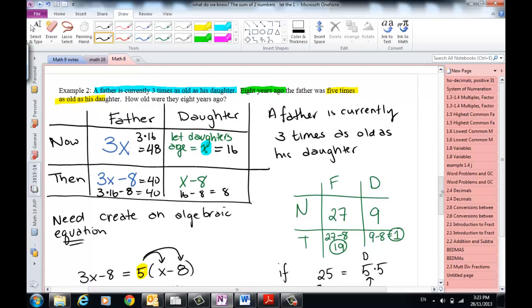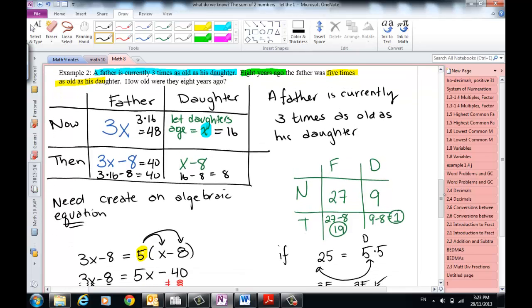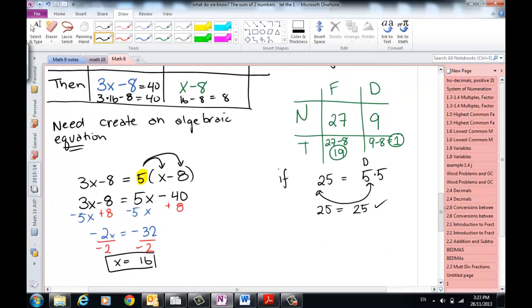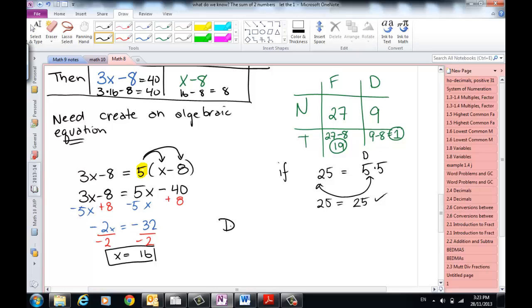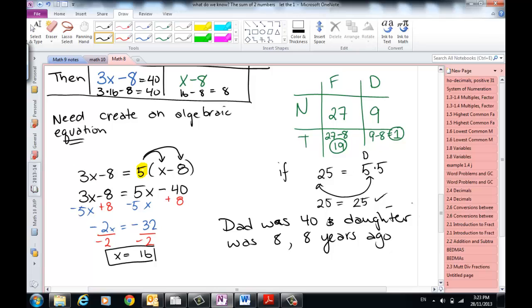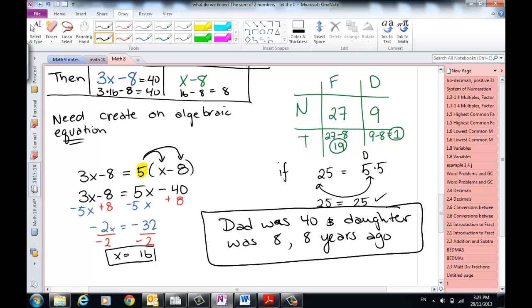And I need to have a conclusion. It's a word problem, so we always answer with words. How old were they 8 years ago? Dad was 40 and daughter was 8 years ago. And let's just put a little circle around that so that we know that we did it.